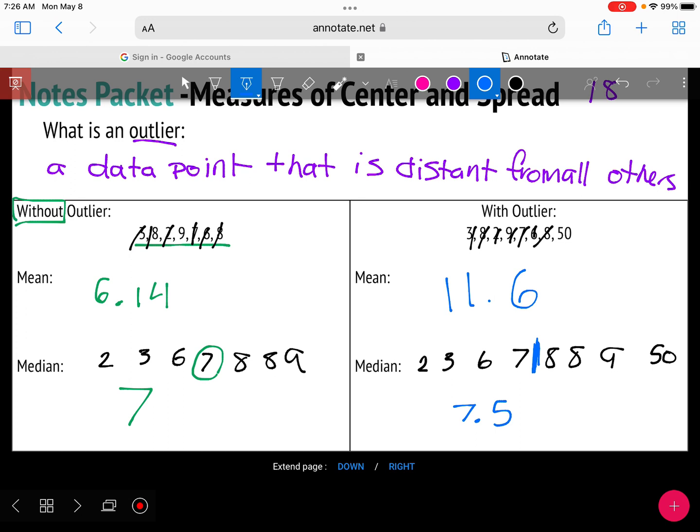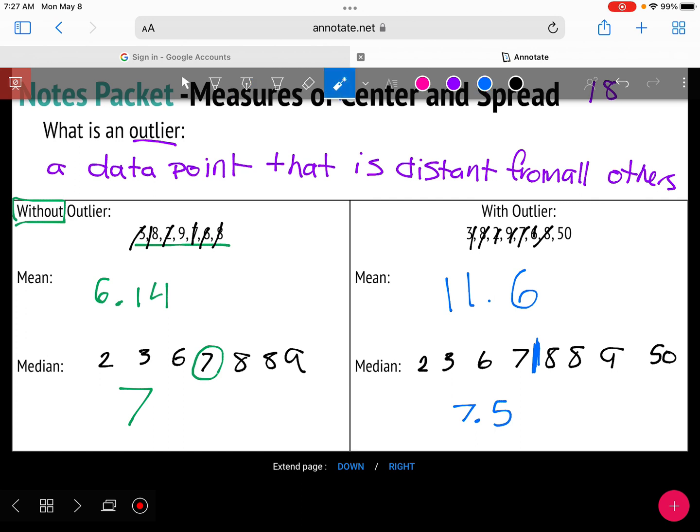Everything else was the same. I had 2, 3, 6, 7, 8, 8, 9. The only thing that changed was the one term, that one piece, that one outlier. What happened to my mean? It increased a lot.